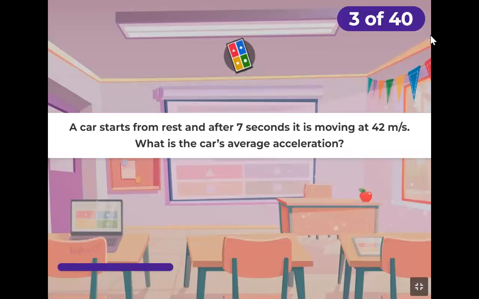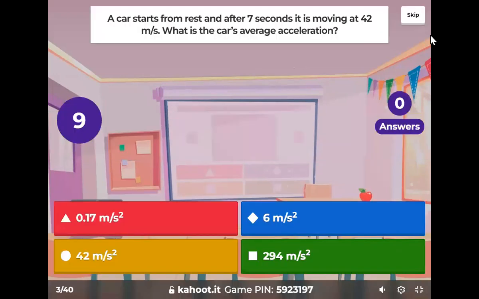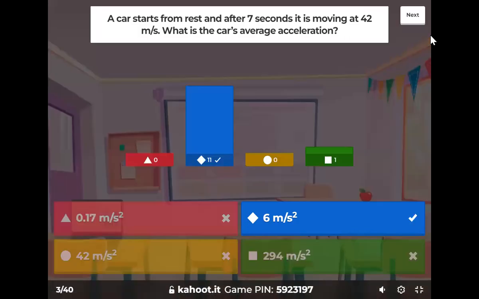A car starts from rest and after 7 seconds picks up to 42 meters per second. What was the car's acceleration? Yeah, 6 meters per second squared. That's the second kinematic equation: velocity final equals initial velocity plus acceleration times time. 7 times 6 is 42. There you go. And the units.